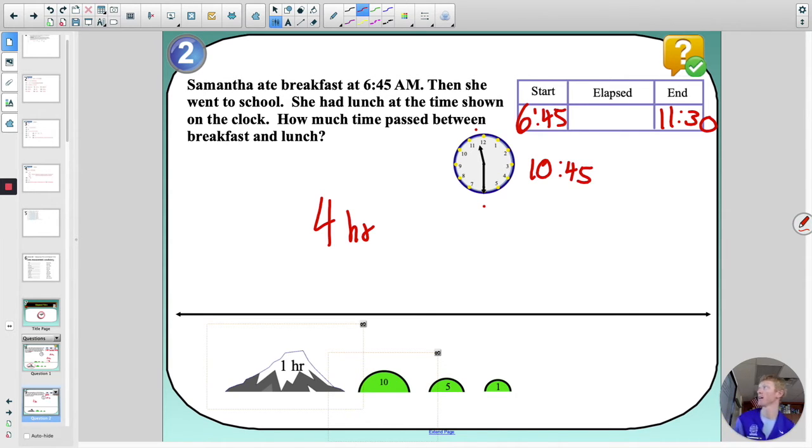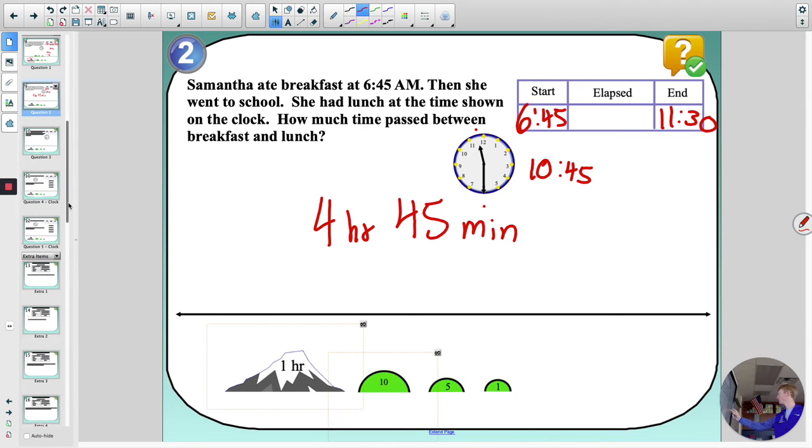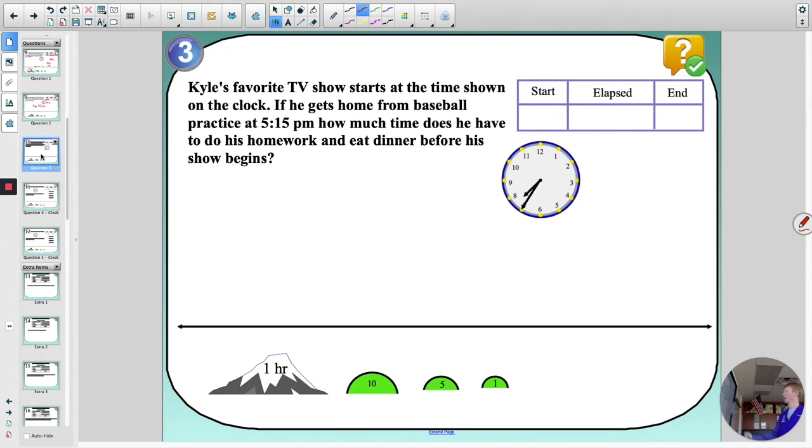If I do 4 hours, then it puts me at 10:45. Now, how much time is there between 10:45 and 11:30? It would be 15 minutes, would bring me to 11. Another 30 minutes would bring me to 11:30. So 4 hours and 45 minutes passed between breakfast and lunch. All right, here's another example.